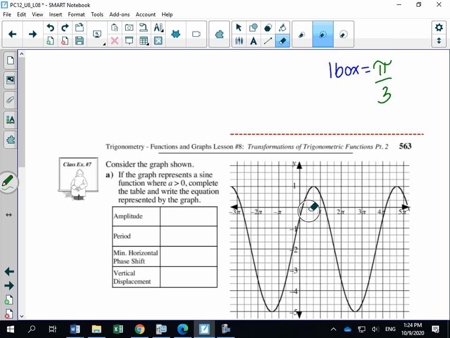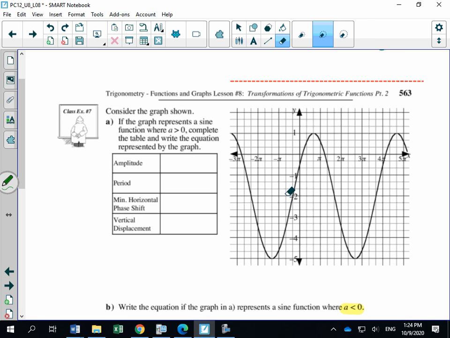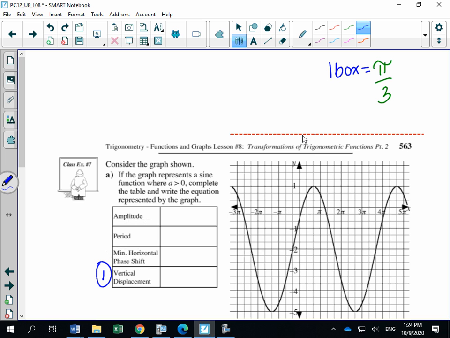Okay, after I do that, where I start is I always start by finding the D value. So this is where I'm going to start on the graph. I'm going to find the vertical displacement. The formula to find the d value is going to be max plus min divided by 2.